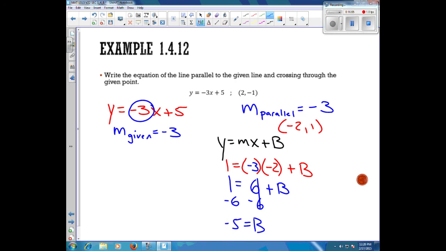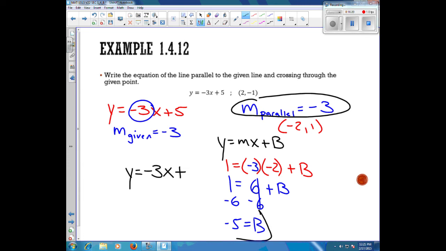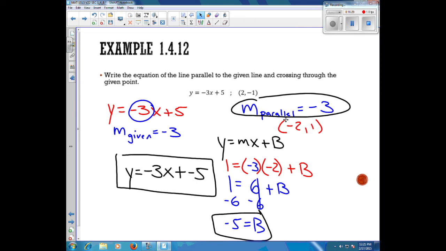And so the equation of the parallel line, y equals our slope, negative 3x, plus our y-intercept, which is negative 5. Notice that the answer has the same slope as the given equation, but a different y-intercept.